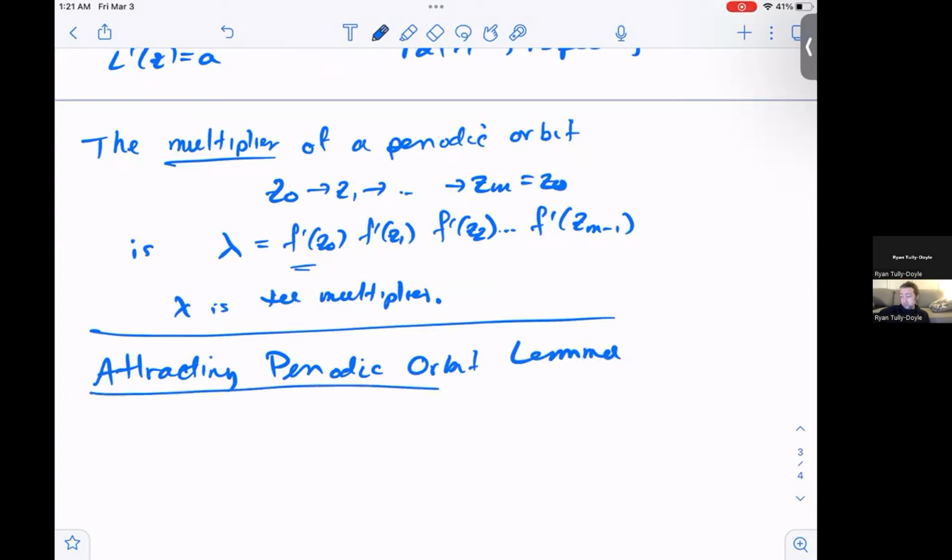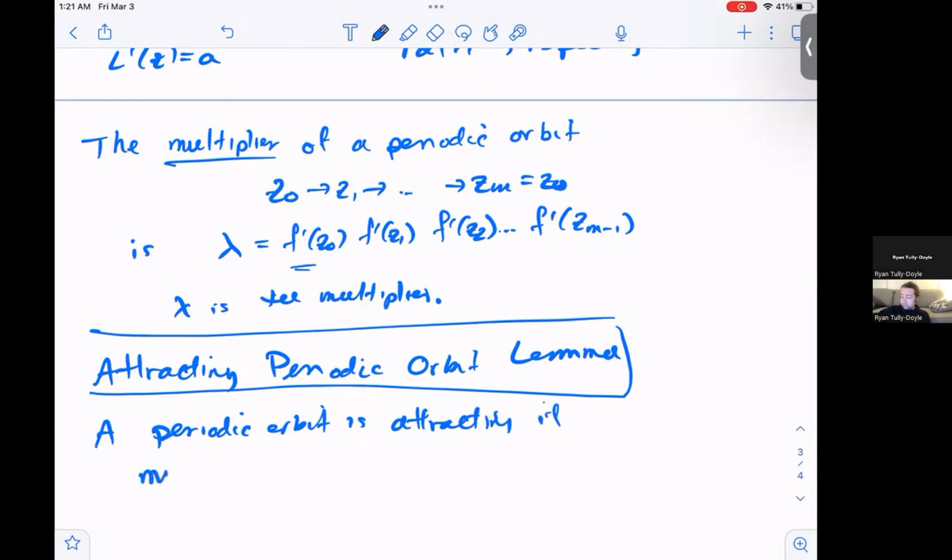It says, unsurprisingly, since we already know there's this relationship between periodic orbits and fixed points, that a periodic orbit is attracting if the multiplier lambda, which is equal to f prime at z_0 up to f prime at z_{m-1}, has modulus of lambda less than 1.